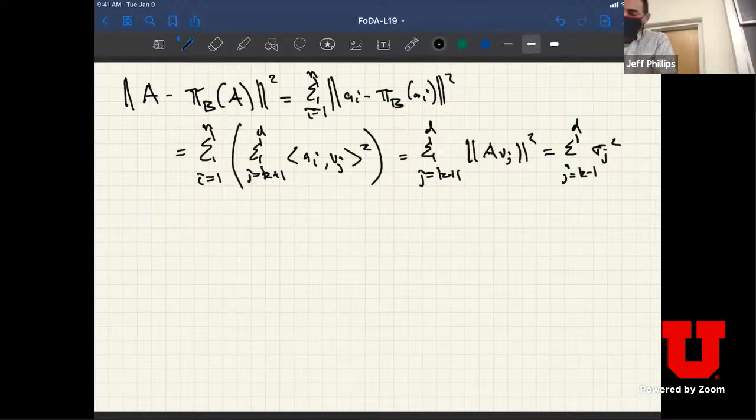So this is exactly equal to, so if I chose these vj's to be the right singular vectors, then the residual error, the error that's left after I project onto the rank k basis I get here, is going to be the sum of the singular values starting after k. Okay, and those are going to be the small ones, right?